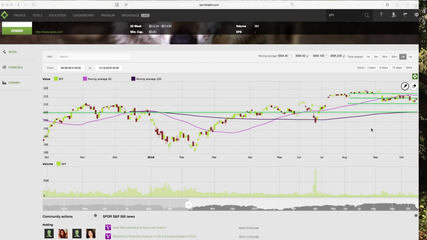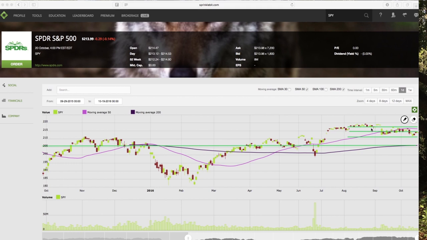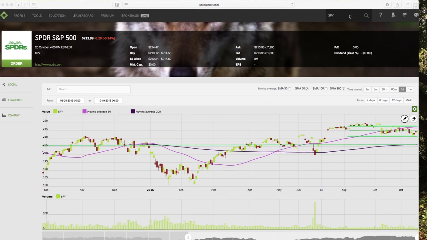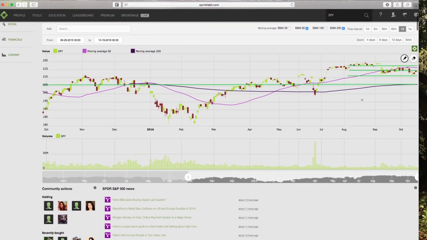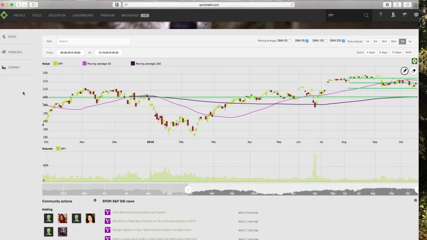In front of me, I have the S&P 500 chart. You can find this by typing in SPY in the search field here, and that'll give you a chance to look at this chart and draw some trend lines or levels of your own that you can keep paying attention to as we go. Just to give you a quick overview of the chart we're looking at, it's ranging from about October 2015 till now.